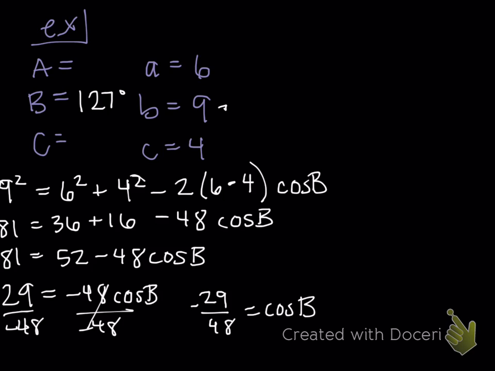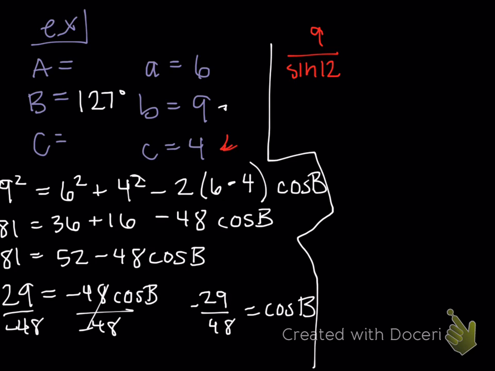So now we can move on to step 2. And step 2 says to find your smallest side next. So this will be my smallest side right here. So now I have a pair. So I would say 9 over sine of 127 equals 4 over sine of C.